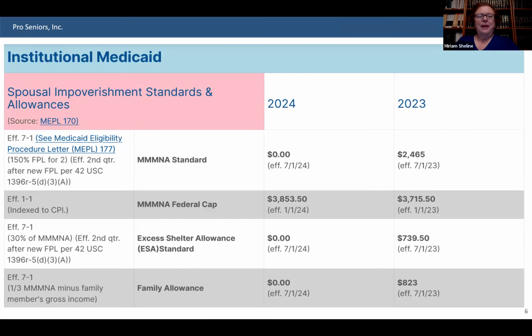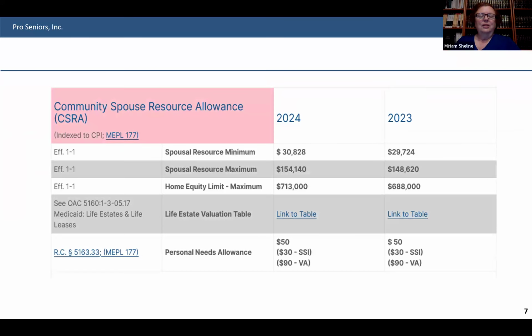Also on that same page, if you scroll down a little further, you'll see a box that says Institutional Medicaid. And last time I highlighted the monthly income allowance numbers and the excess shelter allowance numbers, etc. But if you also scroll down that same page a little further, you will see our community spouse resource allowance numbers. And there's many other numbers on that page for Medicare premiums, et cetera. But this is more what we're talking about today.